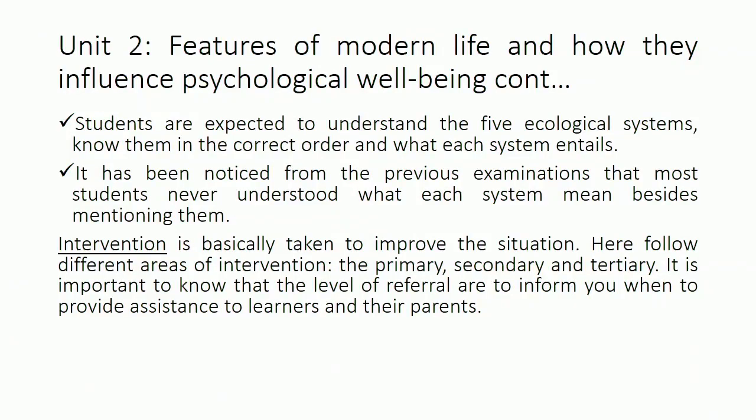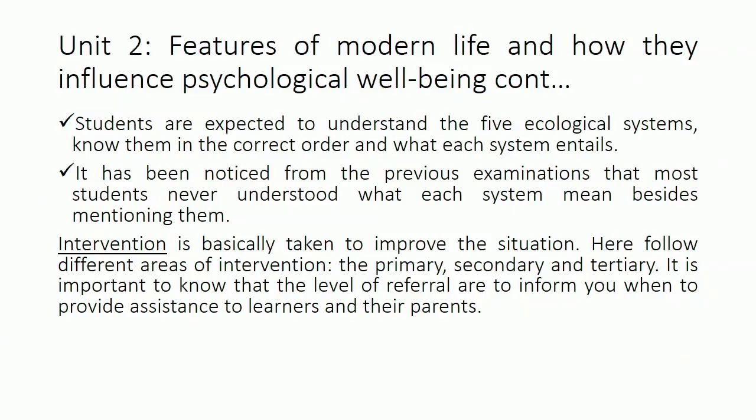Students are expected to understand the 5 ecological systems, know them in the correct order, and know what each system entails. It has been noticed from the previous examination that most students never understood what each system meant besides mentioning them. It's not good enough to mention the levels or the systems only, but you must understand how a child develops when the child is within that system.